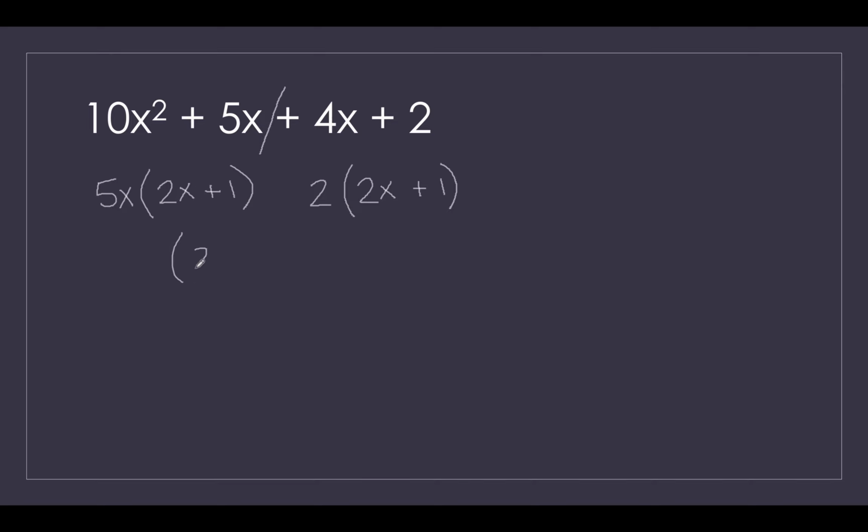2x plus 1 will become your first factor. The second factor will become 5x plus 2. Notice that 5x plus 2 is your GCF in front of each of your common factors. The reason why this works out is because if you multiply 5x by 2x plus 1 and also multiply 2 by 2x plus 1, you'll end up with the same.